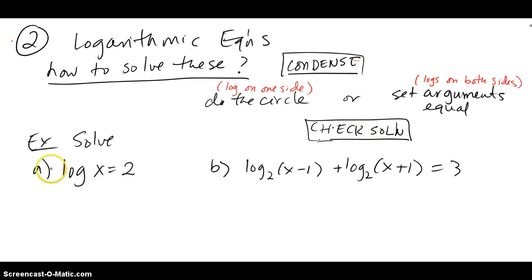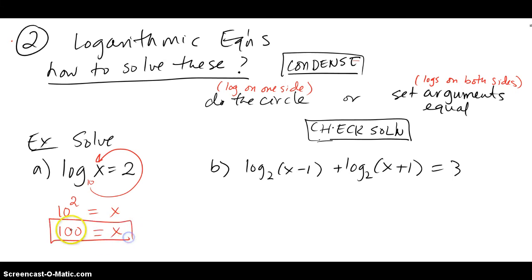Let's do some examples. Part A, it's a log equation because it clearly has the word log, and I don't have any condensing to do because there's only one log all by itself. I know the base is 10, so I just do the circle on it. That means 10 to the second must be x, so I have 100 equal x. And since I put it in and I get log base 10 of 100 to be 2, it checks out, so I'm good to go. So mainly when I say check the solution, you want to make sure you don't get log of 0 or log of a negative number. That would be the indication that your answer doesn't work.